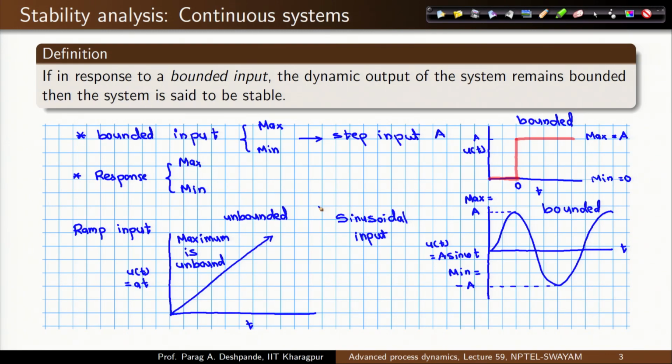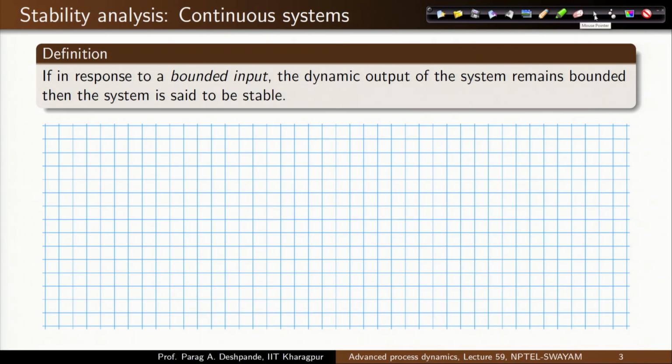Therefore, you may not be in a position to comment upon the stability of your system if you subject the system to a ramp input, but you may subject the system to a step input and you know that the maximum that my input or my forcing function can have is a, the minimum that it can have is 0. So, if my response also is bounded, then the system is said to be stable. Okay? Fine. So, now let us see how we can understand the dynamical behavior with respect to the stability of the system.